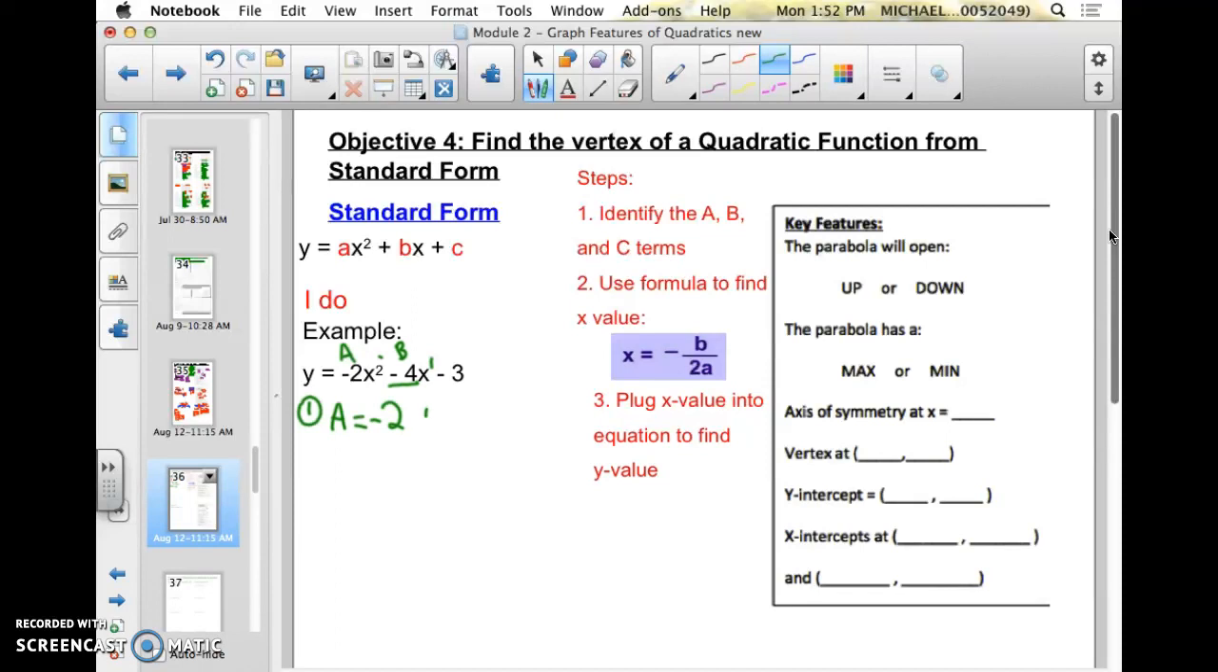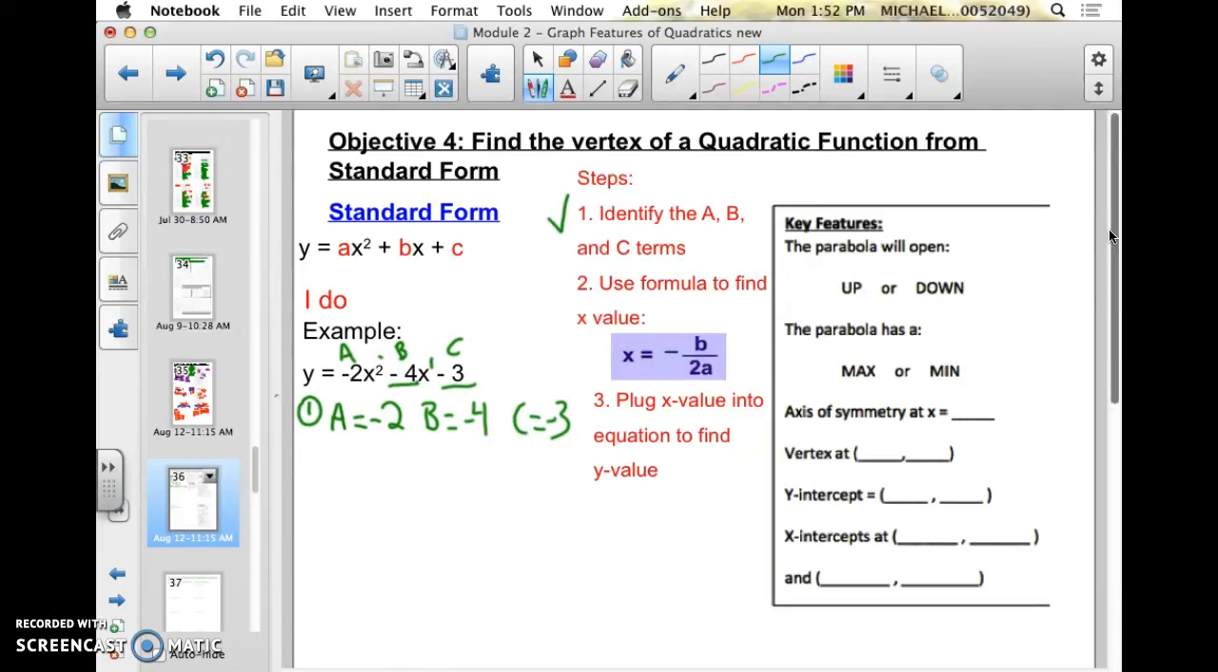In this case, b is negative 4. And then my c term is the constant written at the end. So c equals negative 3. C is always the term without the variable at the end. All right, so I've done step 1. I've identified the a, the b, and the c terms.